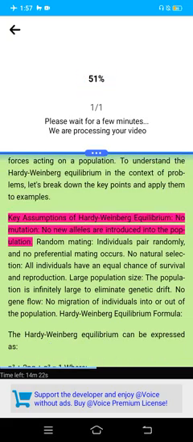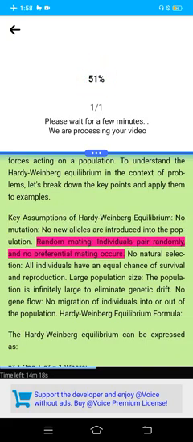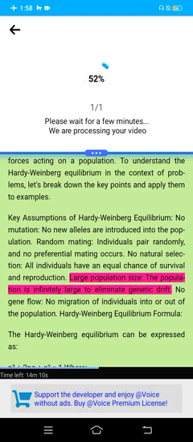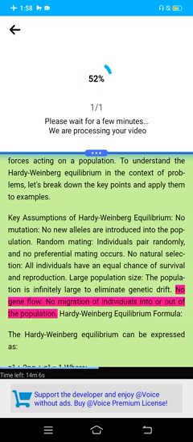Key assumptions of Hardy-Weinberg equilibrium. No mutation: no new alleles are introduced into the population. Random mating: individuals pair randomly, and no preferential mating occurs. No natural selection: all individuals have an equal chance of survival and reproduction. Large population size: the population is infinitely large to eliminate genetic drift. No gene flow: no migration of individuals into or out of the population.